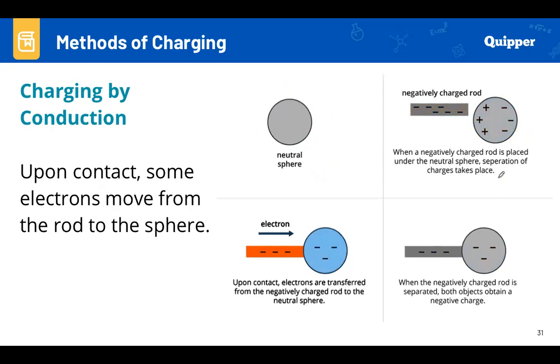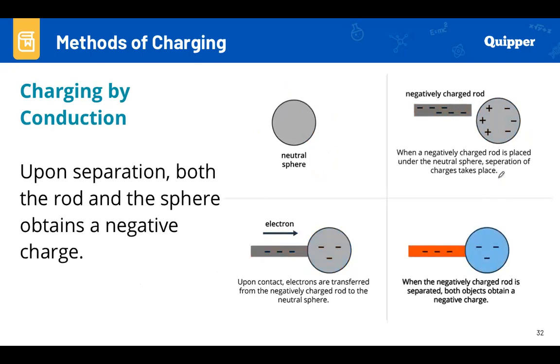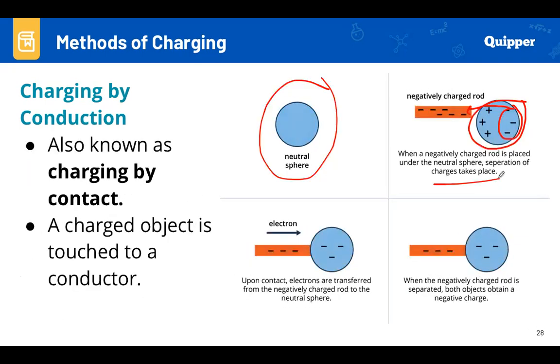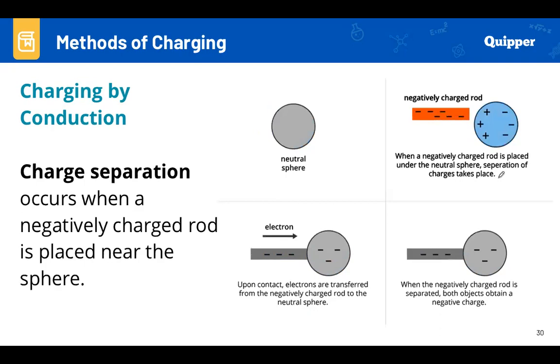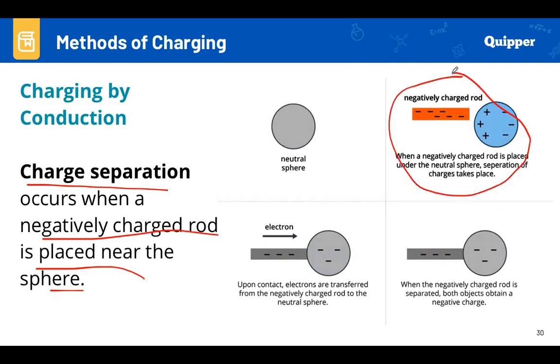Yeah, so it's just explaining on how they can, you know, isa-isa. Assume that the neutral sphere is a good conductor. So, hindi siya parang insulator na maarte. Ito yung parang good conductor, meaning pwede siyang makareceive ng kahit ano. Okay, that's a good conductor. Charge separation occurs when a negatively charged rod is placed near the sphere. Okay? Occurs when negatively charged, placed near the sphere, karoon siya ng charge separation. Yon, okay, this one, charge separation.